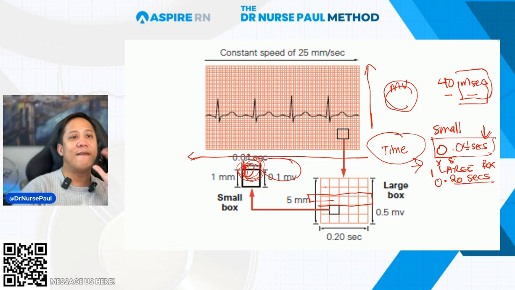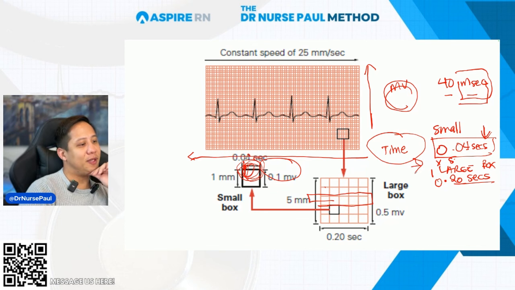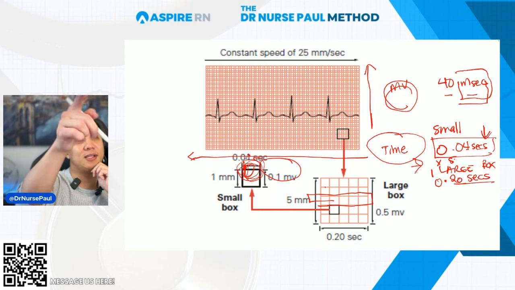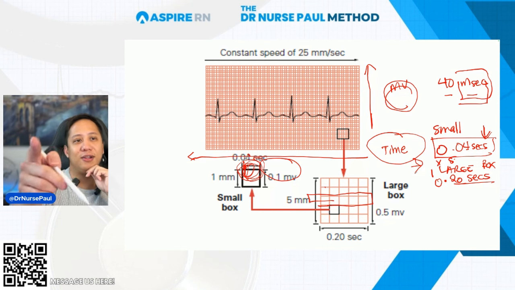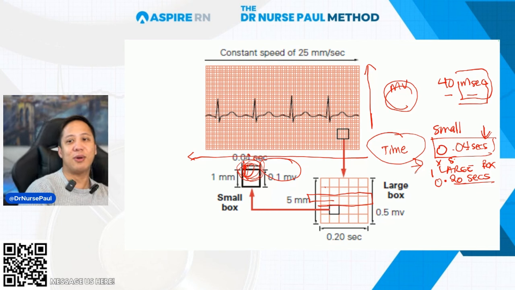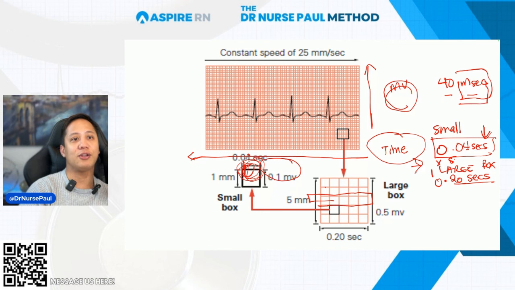0.04, very good. Five small boxes equals one large box. One large box is how many seconds? Very good to my students right there. Very good to the one in the live stream. Their answers are coming out right now. Guys, refresh your streams, because some of you are still answering the previous question, so your stream might be slow. But for people on Zoom, it's very good. We're doing it in real time.